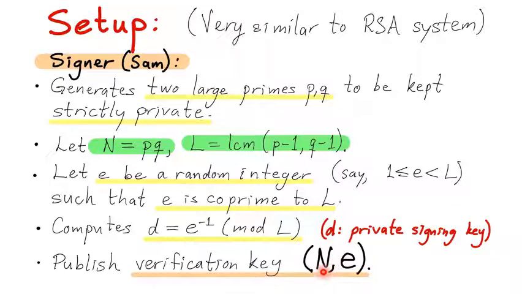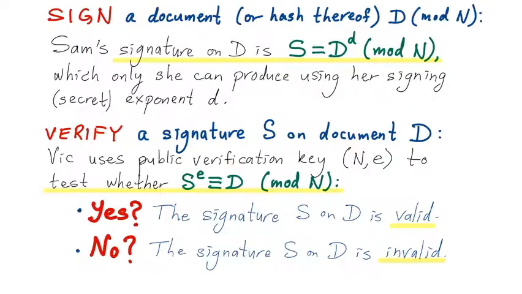You can think of it as N, the product P times Q, and what used to be the encryption exponent in RSA, which now becomes part of the verification key. Now, in an RSA signature scheme, signing is done exactly in the way decryption is done in the RSA crypto system, whereas verification is done exactly in the same way that encryption is done. So let's go back and review this.